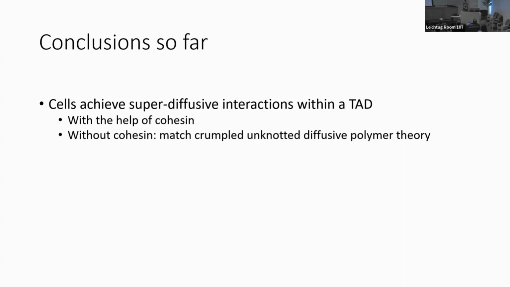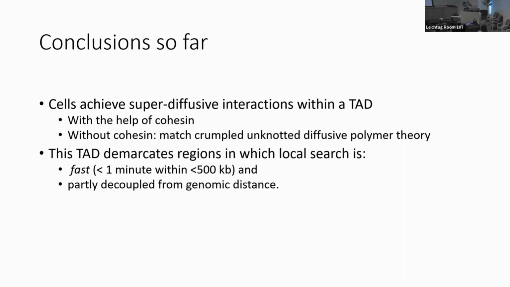And if we actually get rid of cohesin, the thing collapses rather nicely to the unknotted diffusive polymer, which suggests there aren't other, at least in ES cells, major proteins that dominate diffusion to the same degree. In this particular TAD, where we've done this at least, the local search is, to me, fast. By fast, we mean a lot of those searches within the less than 500 kb are in the sub-minute regime with cohesin, rather than the many-minute regime, and partly decoupled from genomic distance.